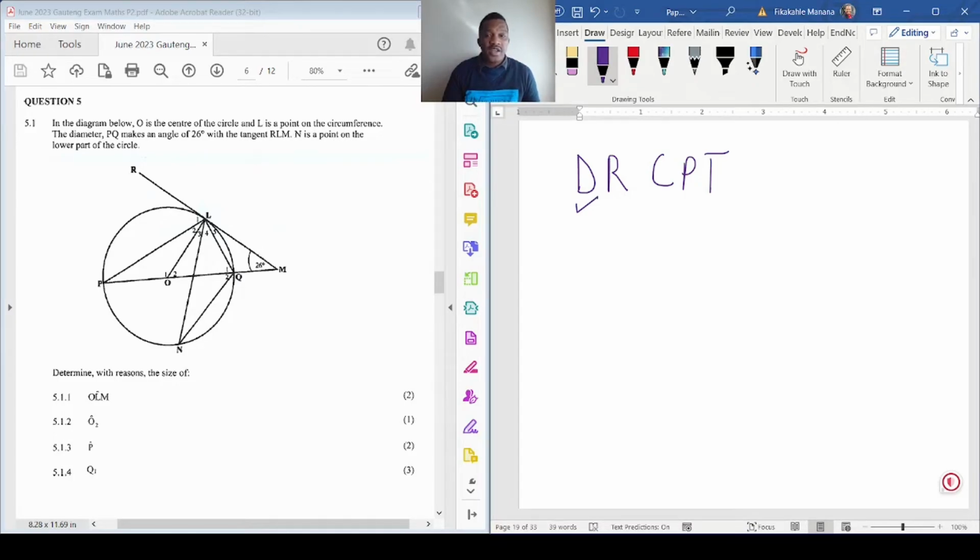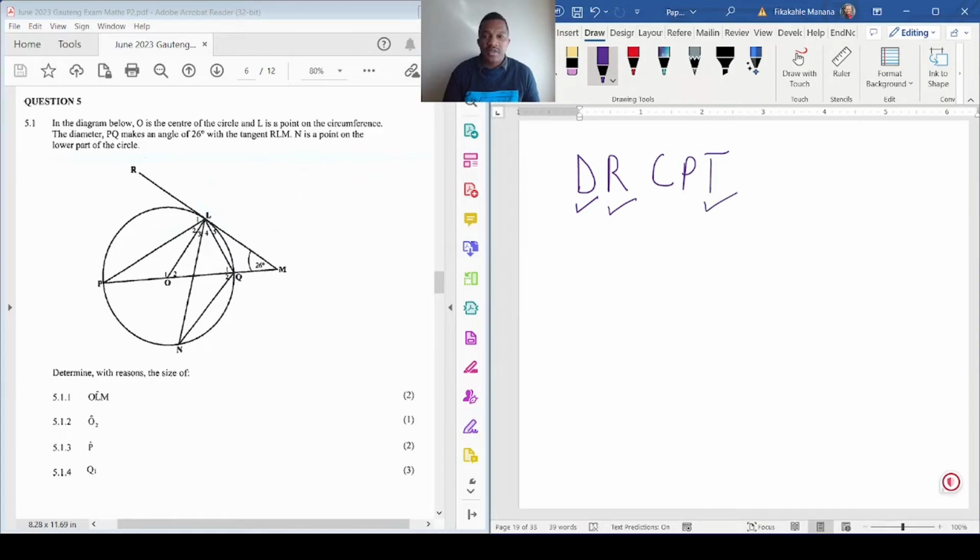Does it have a radius? Yes. If there's a diameter, there's a radius too. Does it have a cyclic quad? Am I told anything about a cyclic quad? No. What about parallel lines? Am I given parallel lines? No. What about a tangent?